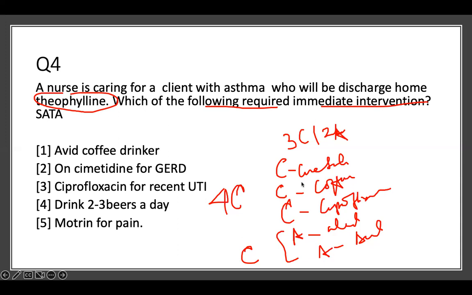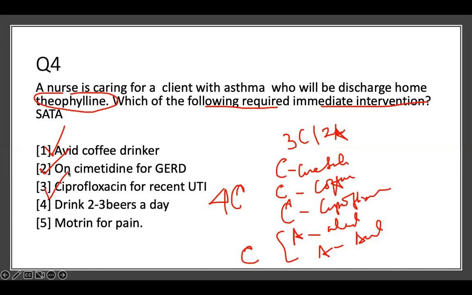That's the way you can say it: alcohol affects the liver, and acetaminophen also affects the liver. So you already answered the question before you even look at the answer choices. Avid coffee drinker, negative, we've got to do something about it. On cimetidine for reflux, yeah, the doctor needs to change the medication. The patient has 2 strikes. Ciprofloxacin for a recent UTI, yeah, 3 strikes.